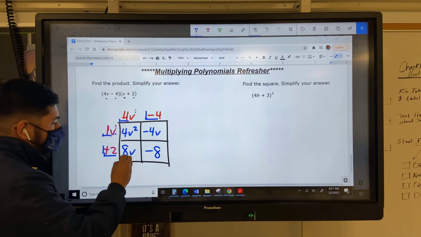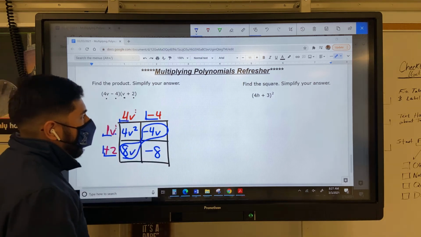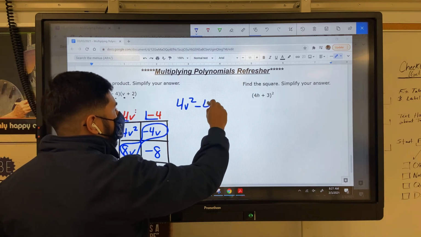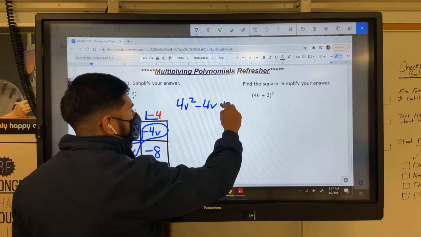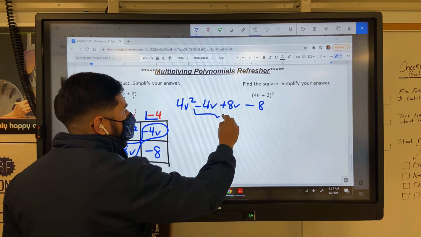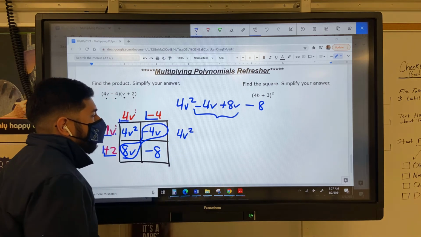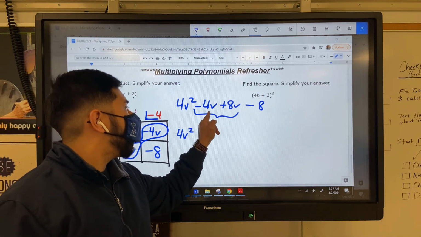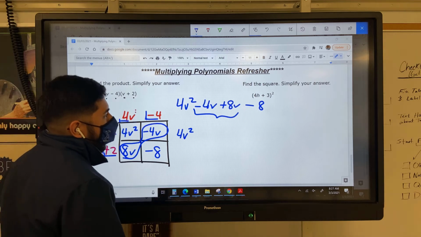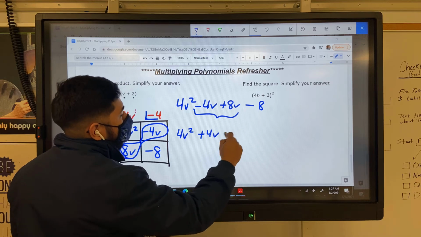And again, we should be able to recognize that these v's are in common, but like I said last time, let's just write everything on the side. So we got 4v squared minus 4v, that's a positive 8v, with the minus 8. We could see right here, these are the same because of the v's. 4v squared. Put this in your calculator. I got negative 4v plus 8v. Calculator real quick. Take your time. You should get a positive 4v minus 8.